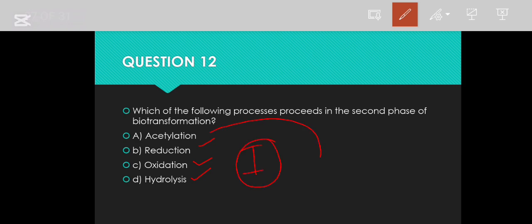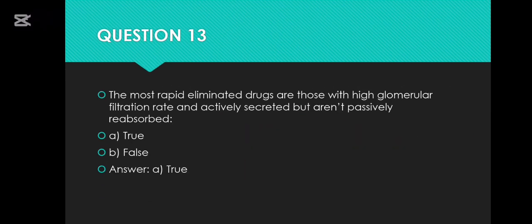Then acetylation, amination, glucuronidation, and other processes. You should go search about them. These are phase 2, and we call them conjugation processes, because we just add this and this. We put an amino acid, we put glucuronic acid, we put acetyl, just like that. So basically question 12 has been answered. Let's go to question 13.